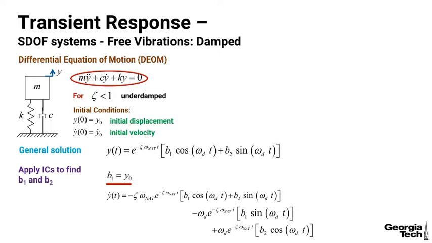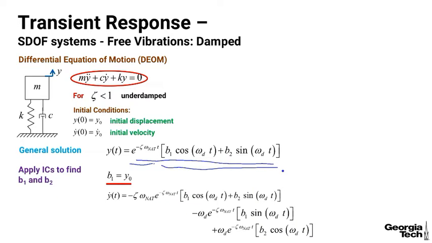Now we want to find the other coefficient, b2. We have an initial velocity condition, and so what I've done here is I've taken the derivative of this function. First, I take the derivative of the e to the minus zeta omega natural t. Therefore, the function of time, minus zeta omega natural, comes out front here, times e to the minus zeta omega natural t. That's times the second portion here.